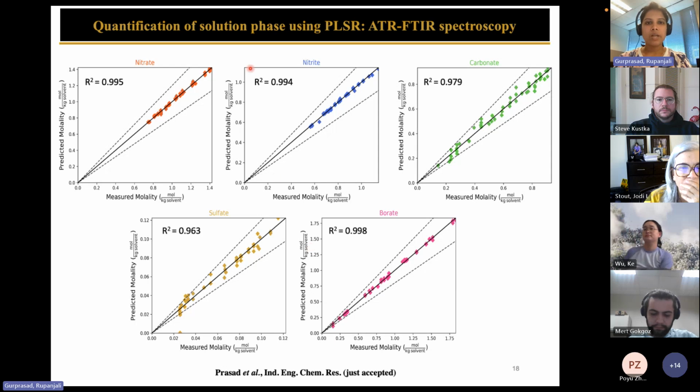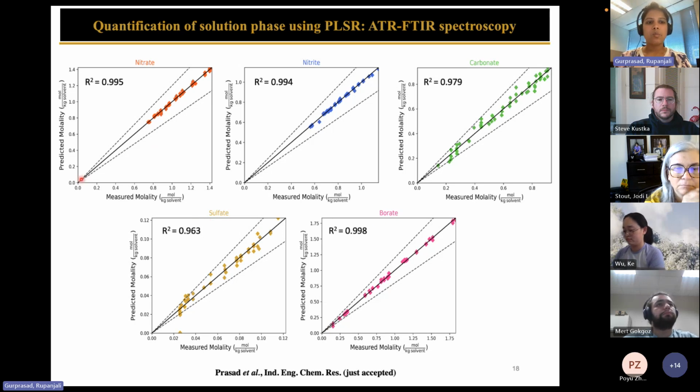So first is the quantification of the solution phase using ATR FTIR spectroscopy. Here, what I'm showing are a lot of parity plots, which have the predicted molality concentration of the anion on the y-axis versus the experimentally measured molality on the x-axis. All the different plots are for different anions: nitrate, nitrite, carbonate, sulfate, as well as borate.